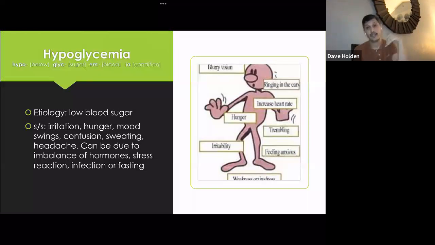Hypoglycemia can be caused by a lot of different things. It's usually not a condition itself. It's usually a side effect of some other condition in the body, like a hormone imbalance, or stress, or infection, or you could be fasting. I mean, you'll have low blood sugar if you don't eat. That'll do it too.